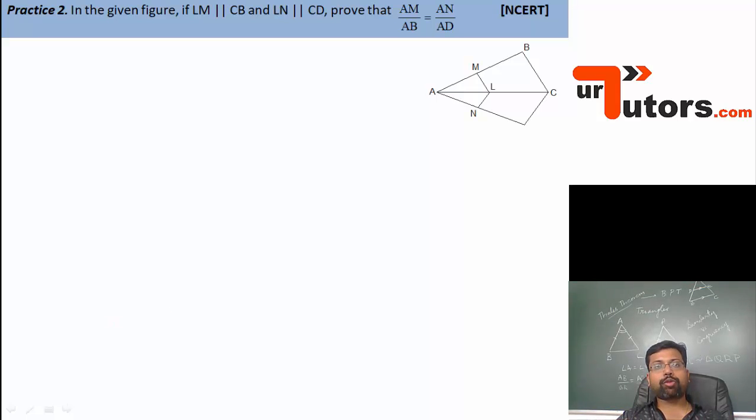Again, this is an NCERT problem, and it says in the given figure, if LM is parallel to CB, so you have LM parallel to CB and you have LN parallel to CD. The D goes missing in the figure here. I'll just write it down. You have to prove AM by AB is equal to AN by AD. So again, I will give you 2 minutes to do this question, and then we'll try to solve it ourselves. Okay, please attempt. Go ahead.